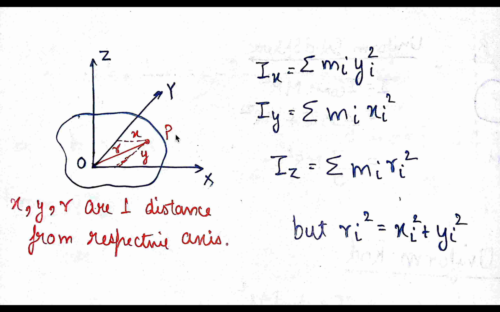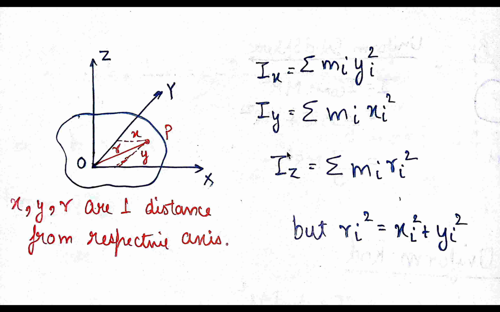So the moment of inertia of this point P about the x-axis will be dm into y square. The sum over all such points on the body will be the summation of mi into yi square. Why have we taken y in the case of x? Because the distance of the point P from the x-axis is y, not x, remember this thing. And for the y-axis it is simply x, that is this distance.